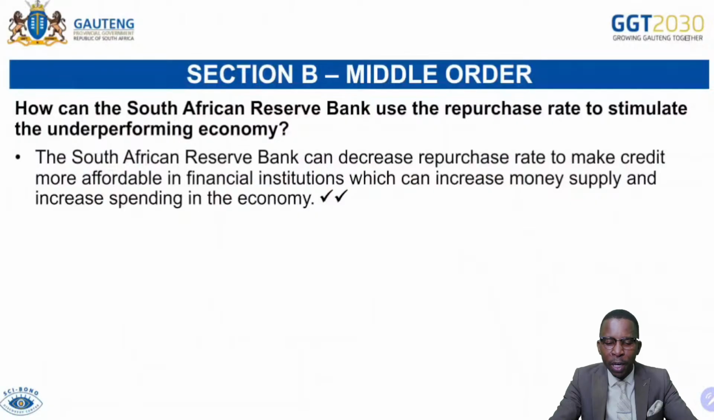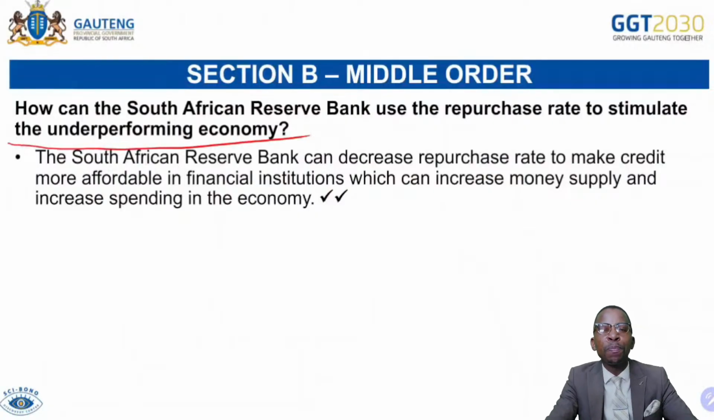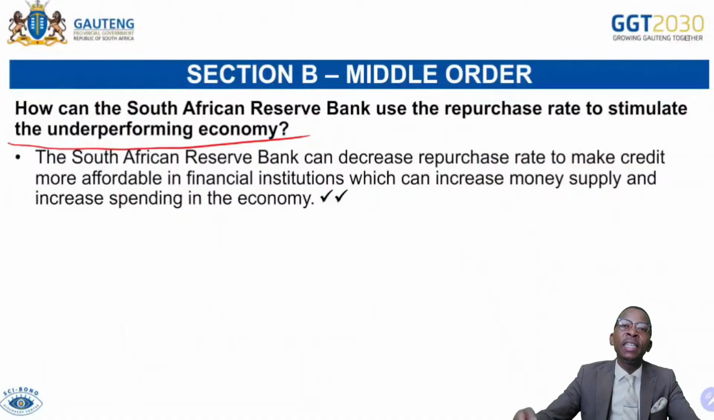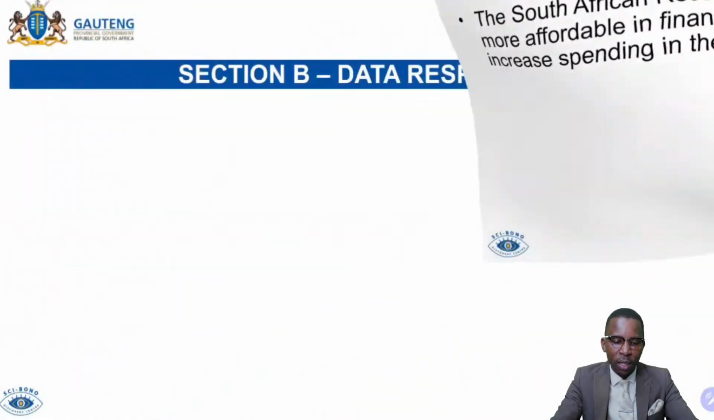How can the South African Reserve Bank use the repurchase rate to stimulate an underperforming economy? If the economy is faced with an economic slump, or let's say the economy is in recession or depression or down the edge trap, how can the repo rate be used? Obviously, the government can intervene by implementing an expansionary policy by lowering the repo rate so that it can encourage the creation of credit and money supply in the economy. The South African Reserve Bank can decrease the repurchase rate to make credit more affordable in financial institutions, which increases money supply and increases spending on goods and services.